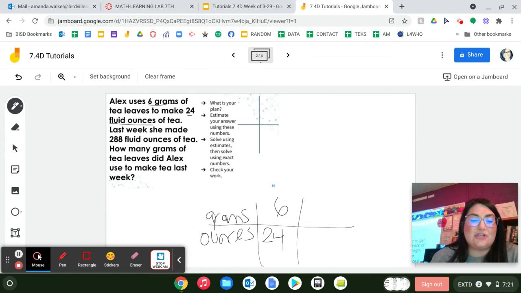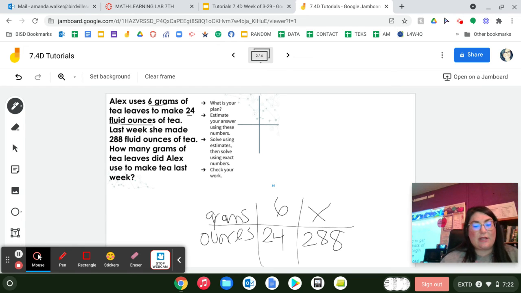Then it says last week she made 288 ounces. Would that go on the top or the bottom? It would go on the bottom because it is ounces. What we don't know is how many grams she used. So you could do a few different things here.